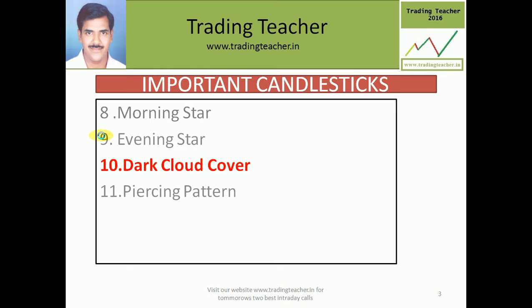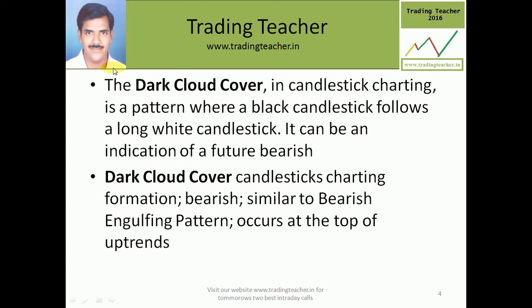We need to understand its technical definition first of all. The dark cloud cover pattern is a candlestick charting pattern where a black candlestick follows a long white candlestick. It can indicate a future bearish move. Which means the first candle is a bullish candlestick and the next candle is a bearish candlestick, and it generally occurs in an uptrend. Here I have written uptrend, and the next movement can be bearish, and the gap up is the most important.